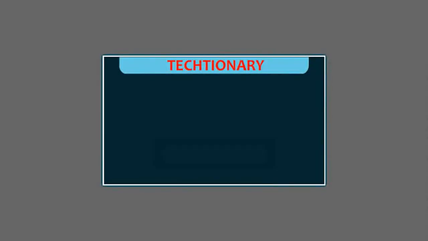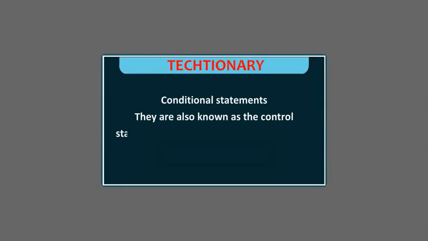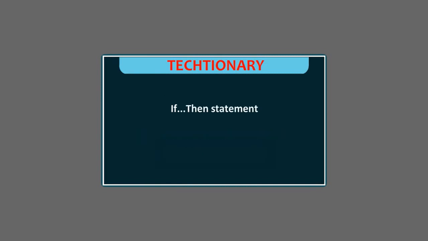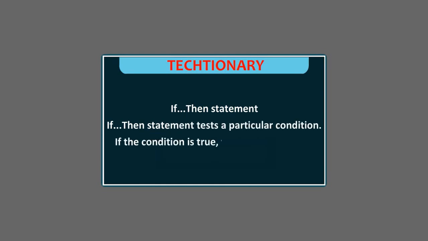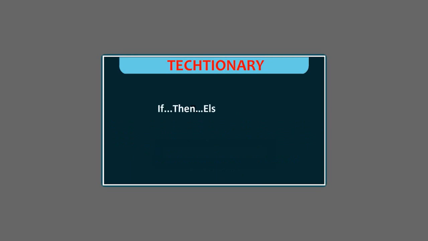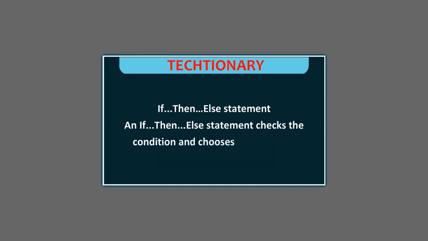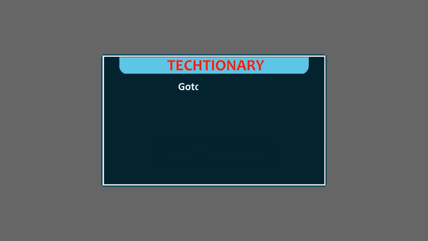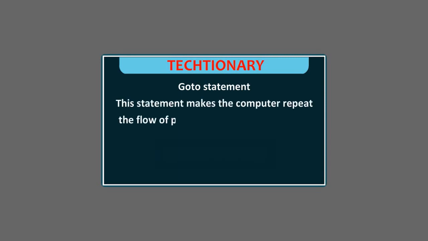Dictionary. Conditional statements. They are also known as control statements as they help to control the flow of the program. If-then statement. If-then statement tests a particular condition. If the condition is true, then the statements written between if-then and endif are executed. If-then-else statement. An if-then-else statement checks the condition and chooses between the two alternatives. Goto statement. This statement makes the computer repeat the flow of program any number of times.